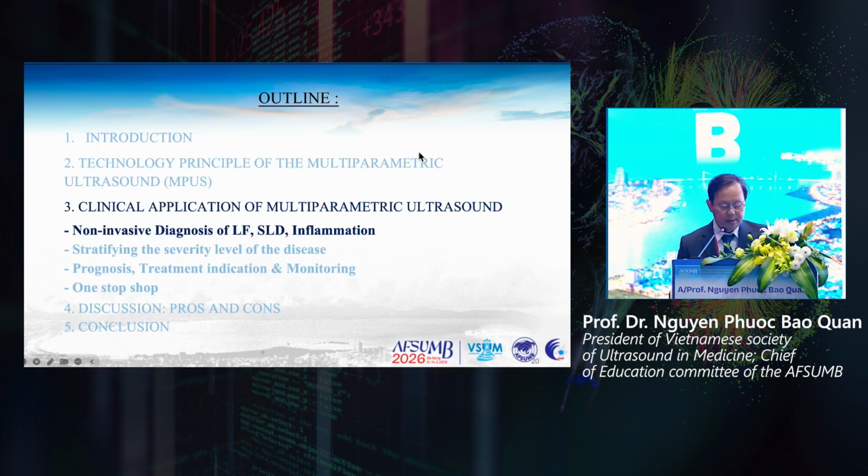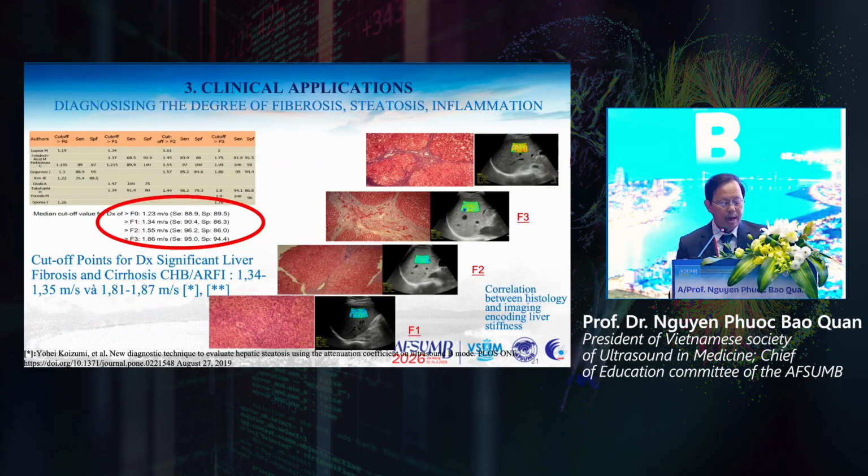Now we move to some applications of multi-parametric ultrasound. First of all, I would like to talk about the non-invasive diagnosis of liver fibrosis, steatotic liver disease, and inflammation of the liver. Thanks to elastography technology, we can obtain information on liver fibrosis, and many studies show a correspondence between elastography and pathology when we study F1, F2, F3, F4 of the fibrosis of the liver.